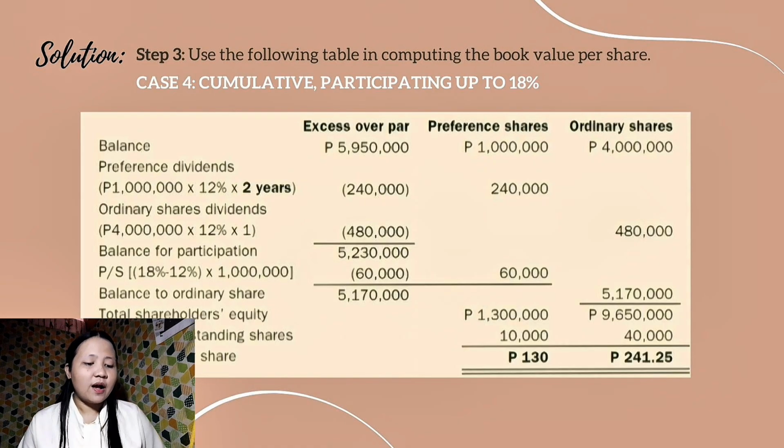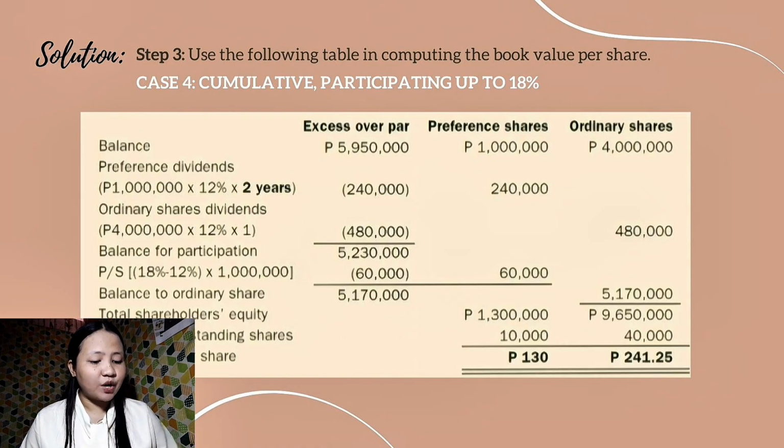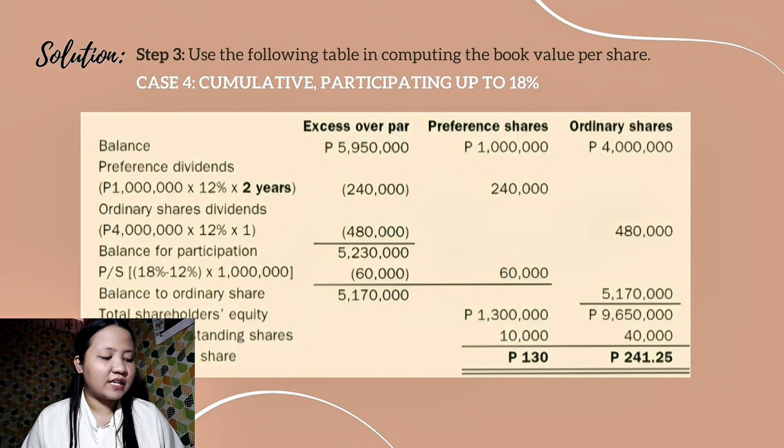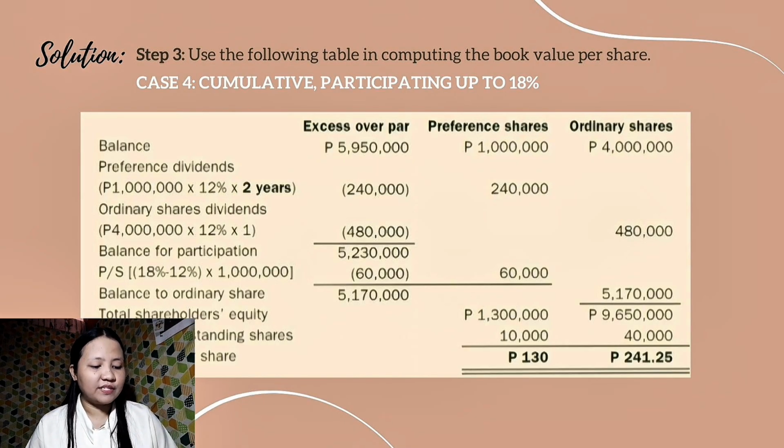So we will follow the same process, each column, and we will reflect the balances and the preference dividends for 2 years, because it is cumulative. So we have 240,000, and then ordinary share dividends of 80,000. So, after deducting the dividends, we have a balance for participation of 5,230,000. Our additional preference dividends is the excess over 12%.